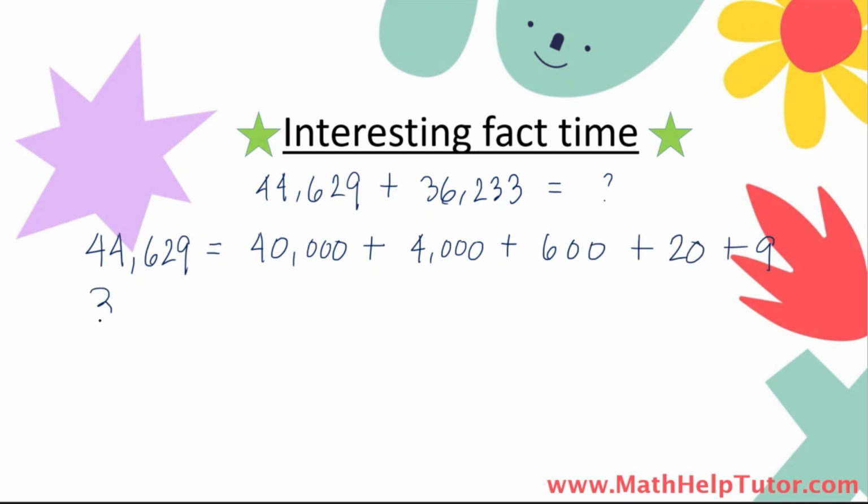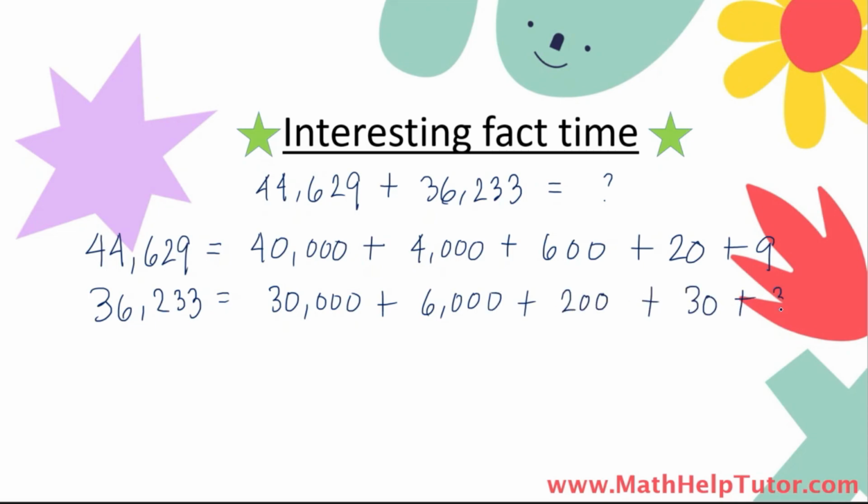And for our other number, 36,233 is equal to 30,000 plus 6,000 plus 200 plus 30 plus 3. And we're doing addition, so we are going to add each of the values of each place individually. So let's put a line here to separate our decomposed numbers and the answer of our addition. So let's start with the ones place.